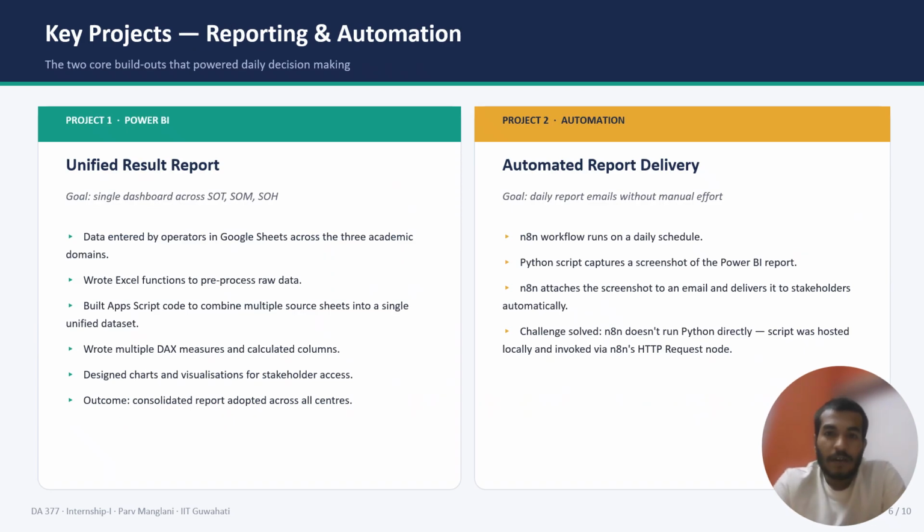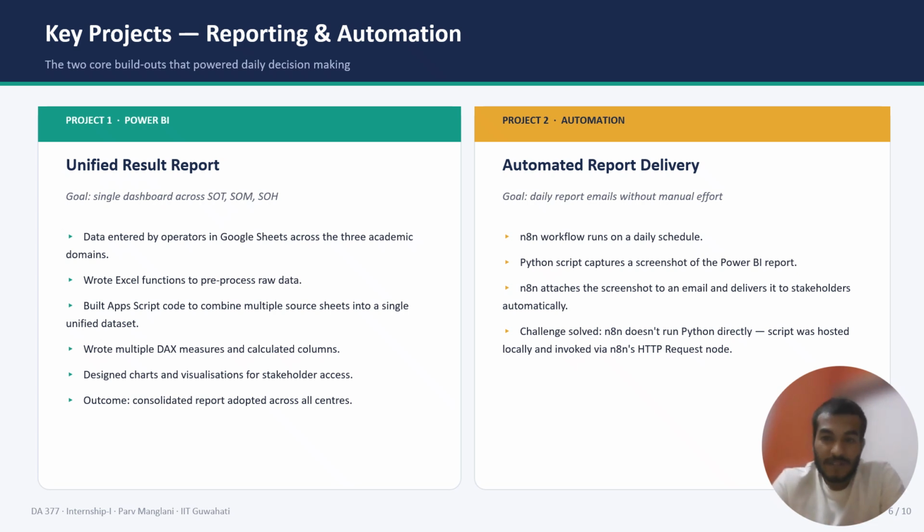So these were the two core builds that ran daily. Project 1, on the left, the unified result report in Power BI. The goal was simple, but the data was messy. Data entry operators were filling result data for all three academic domains, which are SOT, SOM, and SOH, into separate Google Sheets. Stakeholders had to check three different sheets to understand performance.